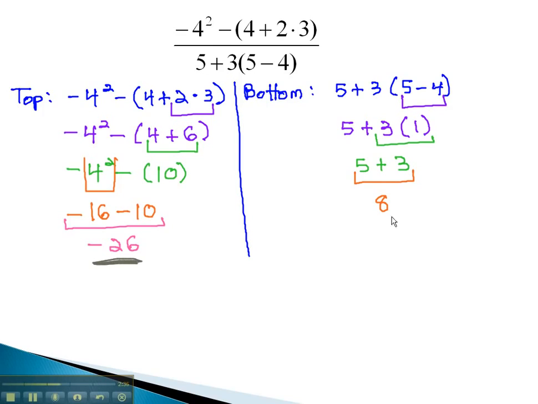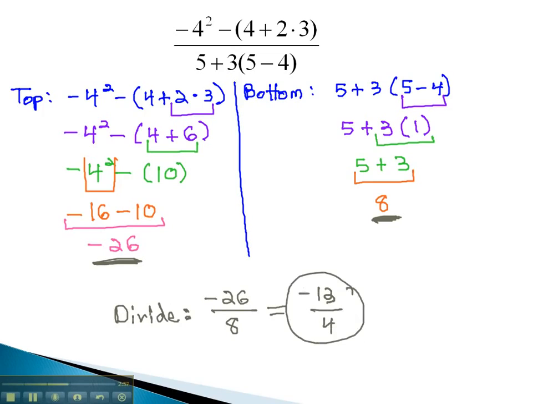Now that the top and bottom have been simplified, we're ready to divide those results. The top, or numerator, is negative 26. The bottom, or denominator, is 8. We can reduce this fraction by dividing by 2, giving us negative 13/4. And that completes this problem.